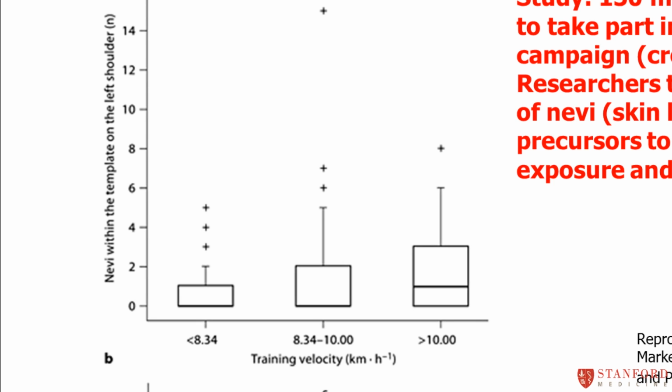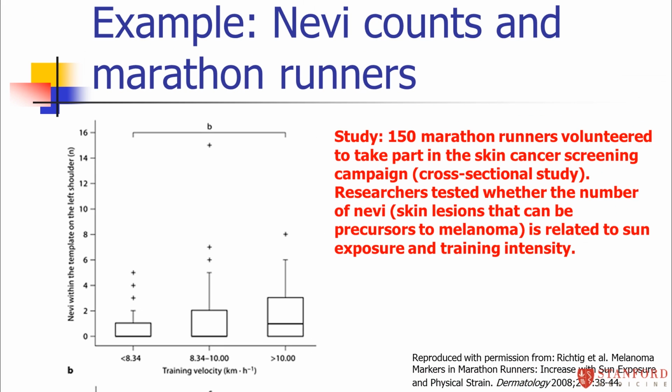It's clearly not normally distributed, right? We have very much right skewed data. We would not expect nevi counts to be normally distributed. So how would we test whether or not those three groups are different? Well, clearly, since we have very skewed data here, we're not going to want to apply ANOVA.